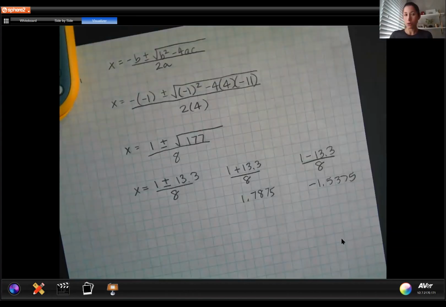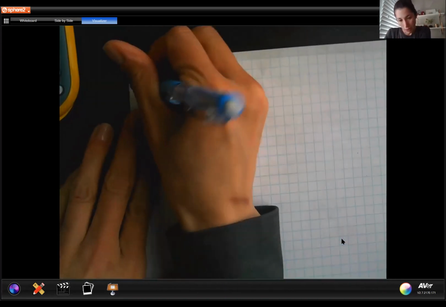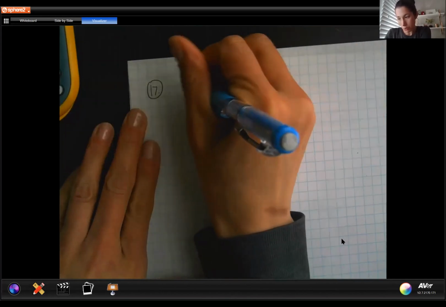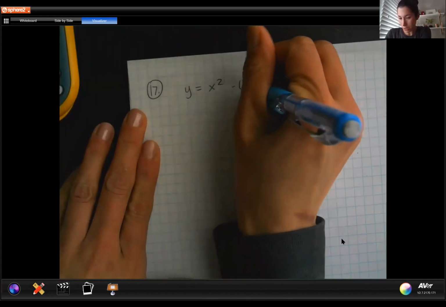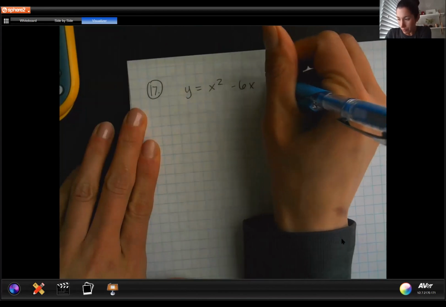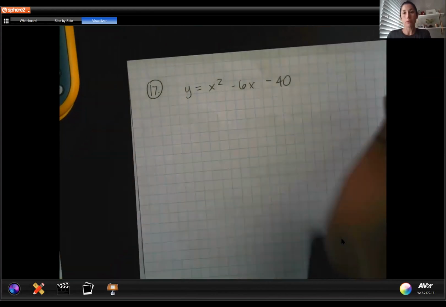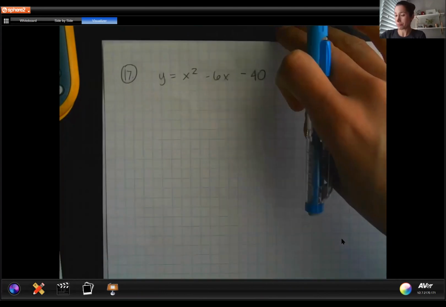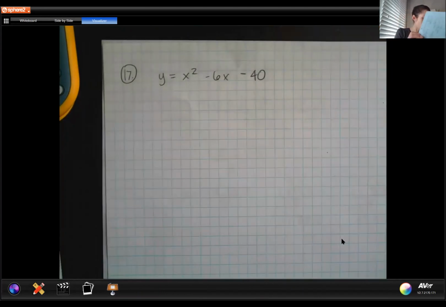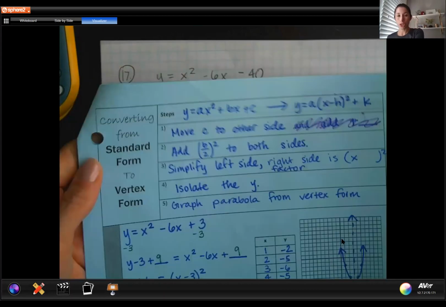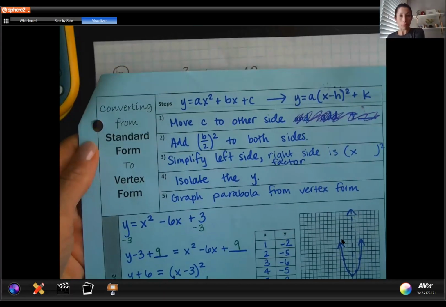All right, so question number 17. I went over it a little bit in the other video that I created. So we have our equation y equals x squared minus 6x minus 40. And we're trying to write this in what we call vertex form. So your first step, and this is in your toolkit as well, steps to converting from standard to vertex form. That's on page 5 of your toolkit, so that might be a helpful place to look.